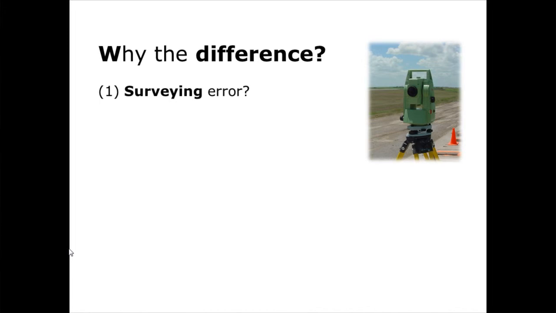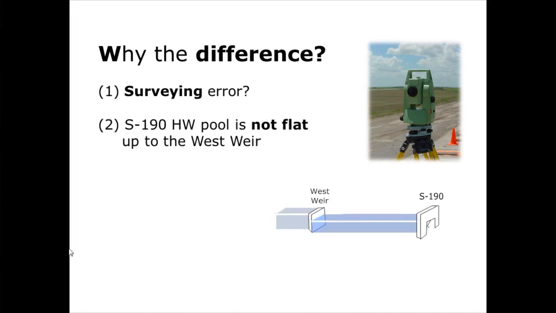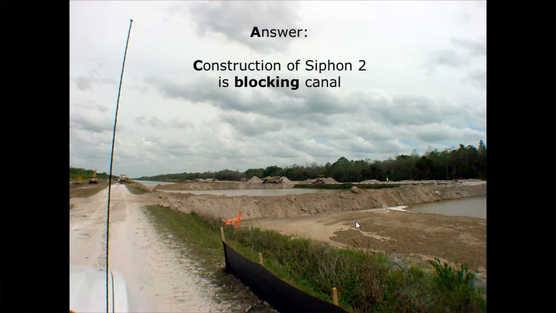Was it a surveying error? We see all that could happen, although you think not with the modern standard. Is the S190 headwater pool possibly not flat? So instead of from the S190 to the west weir being flat, that there's a little bit of a ramp? Could that be possible? Any other ideas? Well, it occurred to me after the fact that the answer was probably the work they were doing on the second siphon. That's probably backing up water. So, mystery solved.